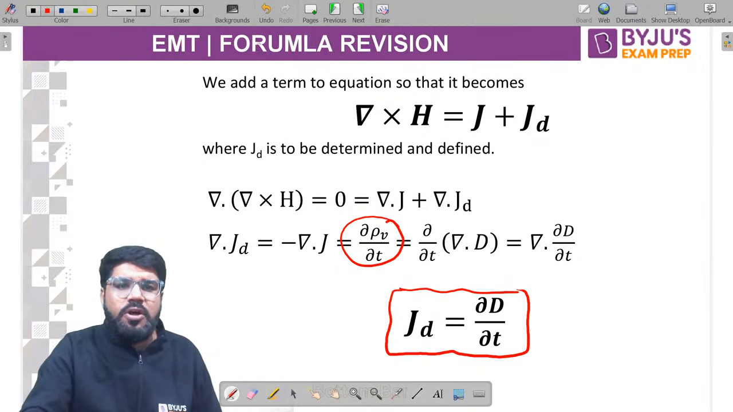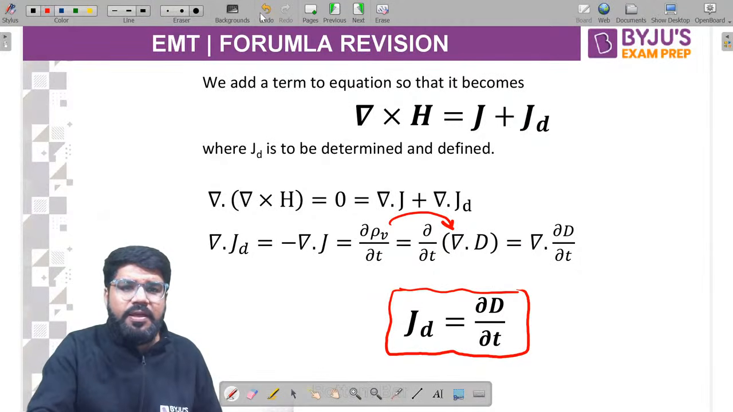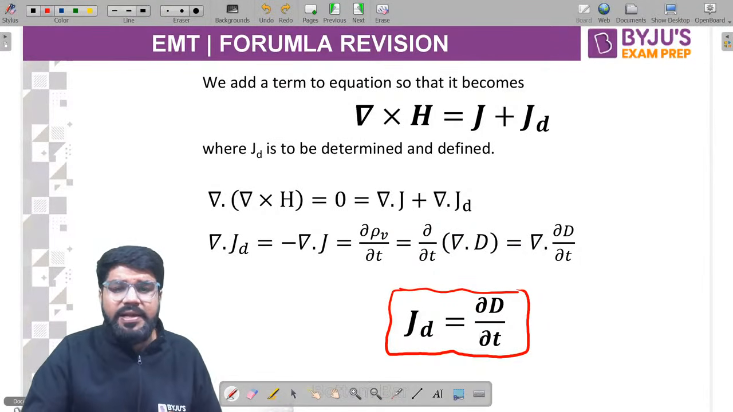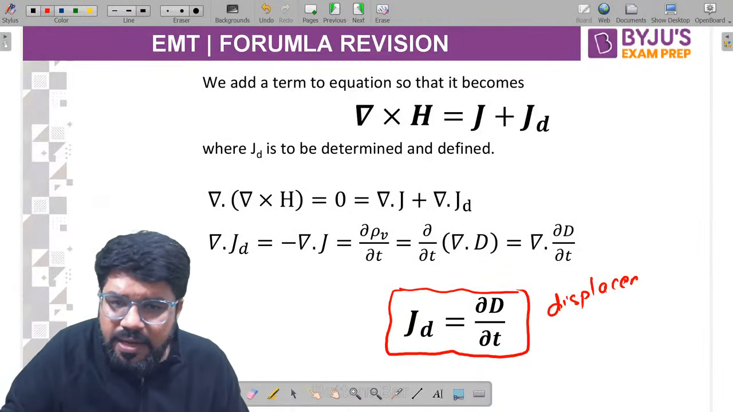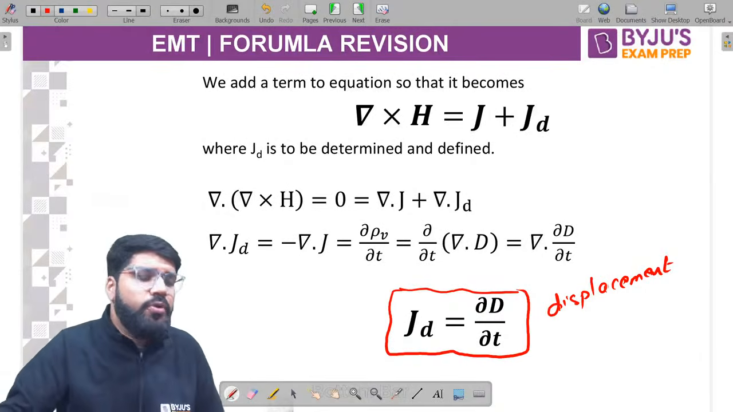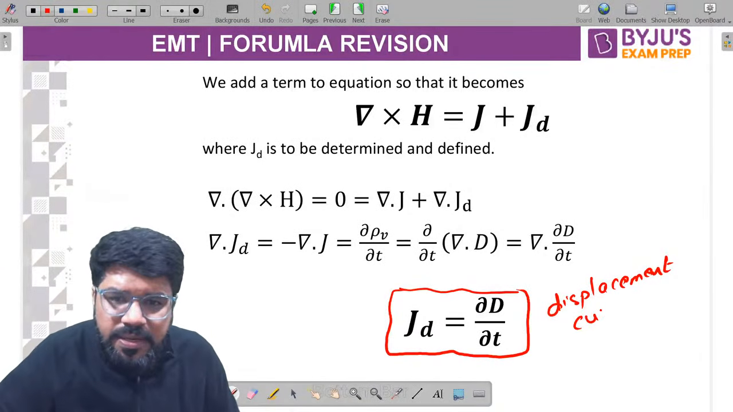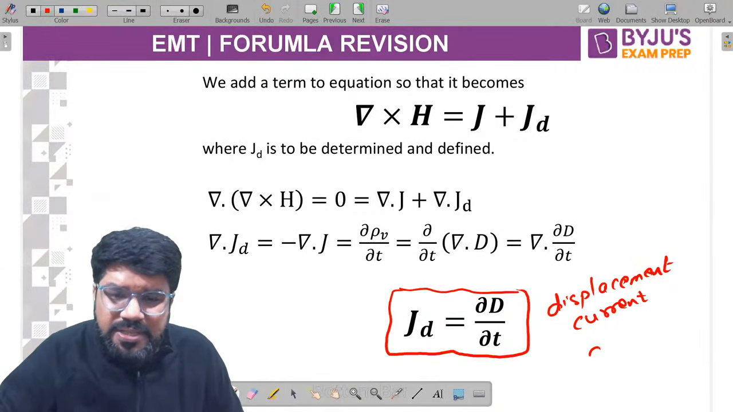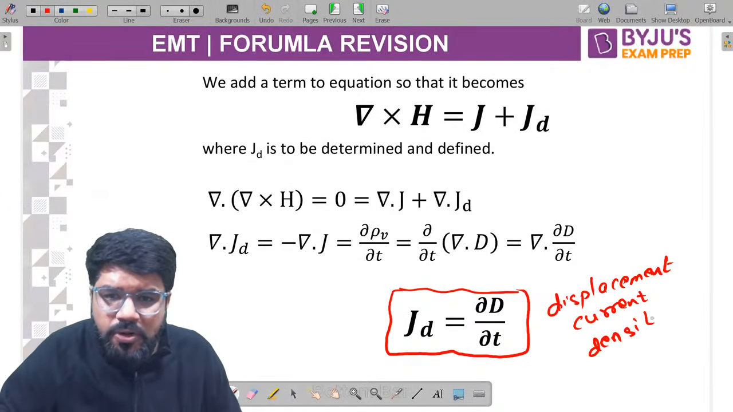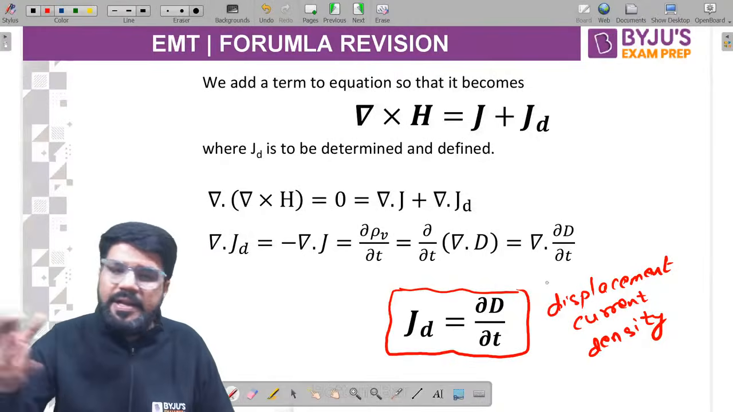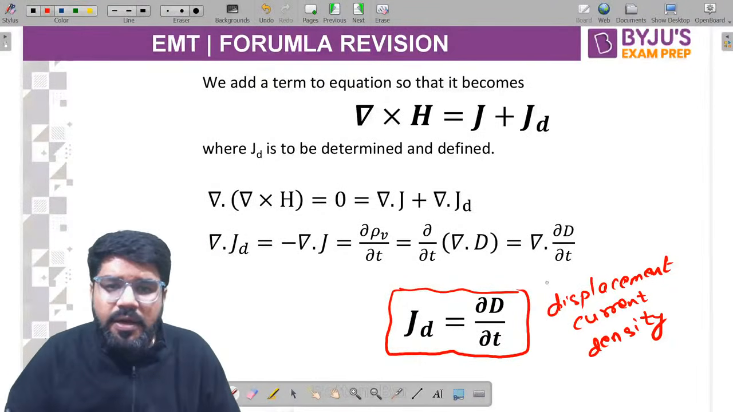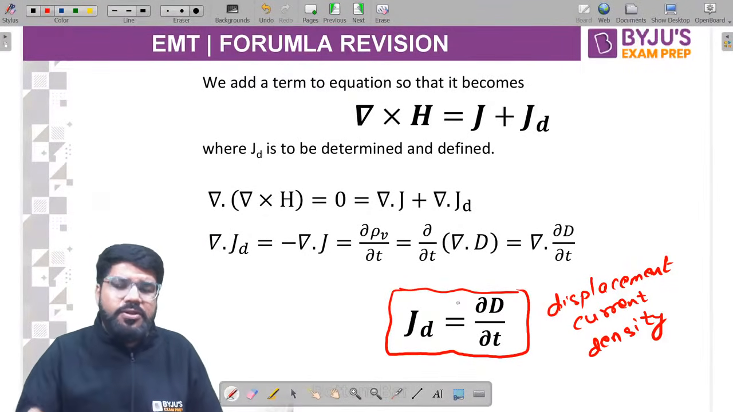Now Gauss law is applied. What is rho V? Del dot D. After applying all these things, we get JD is equal to del D by del T, the rate of change of displacement flux. This is known as the displacement current density. A typical example of this is a current flowing through a capacitor. This is itself a very interesting and important topic. If I discuss this displacement current density in detail, it could take another 20-30 minutes, but let's right now stick to the formula.